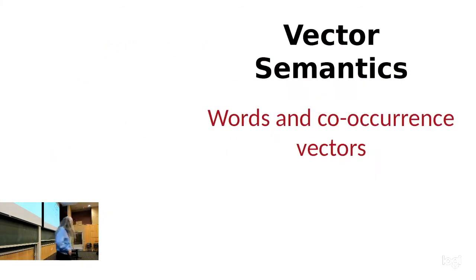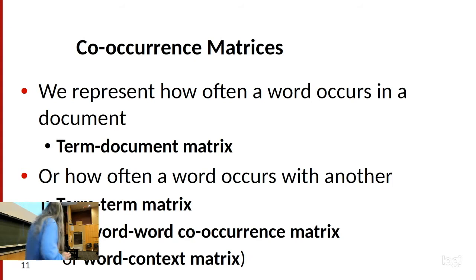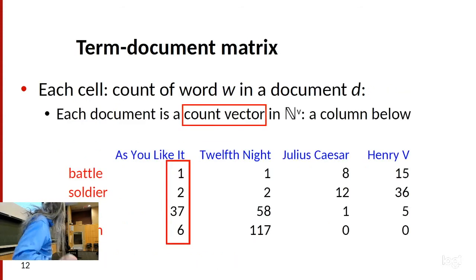We're going to first talk about words and co-occurrence vectors. We can represent in a document how often a particular word occurs. So what we could do is say, okay, for a particular document, we could just count up the number of times a word occurs.